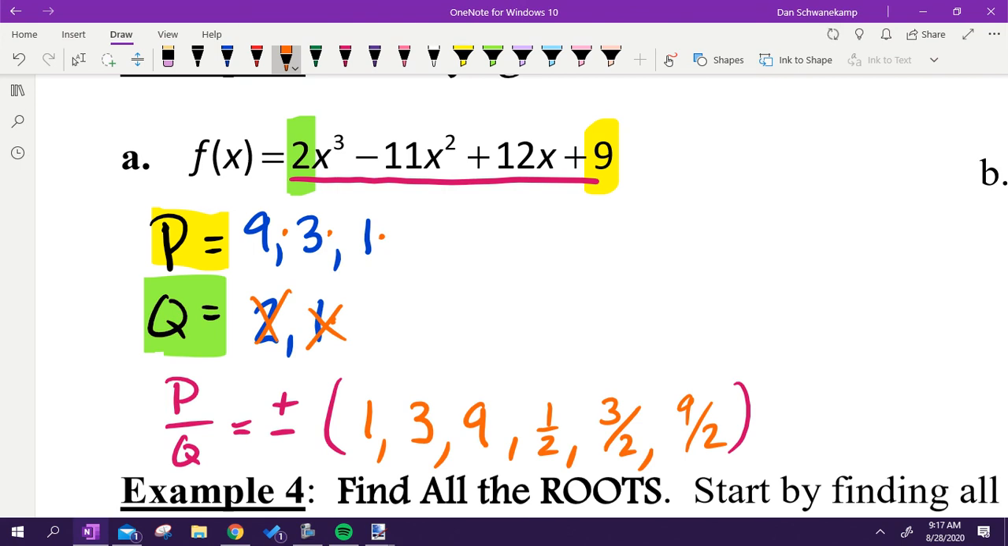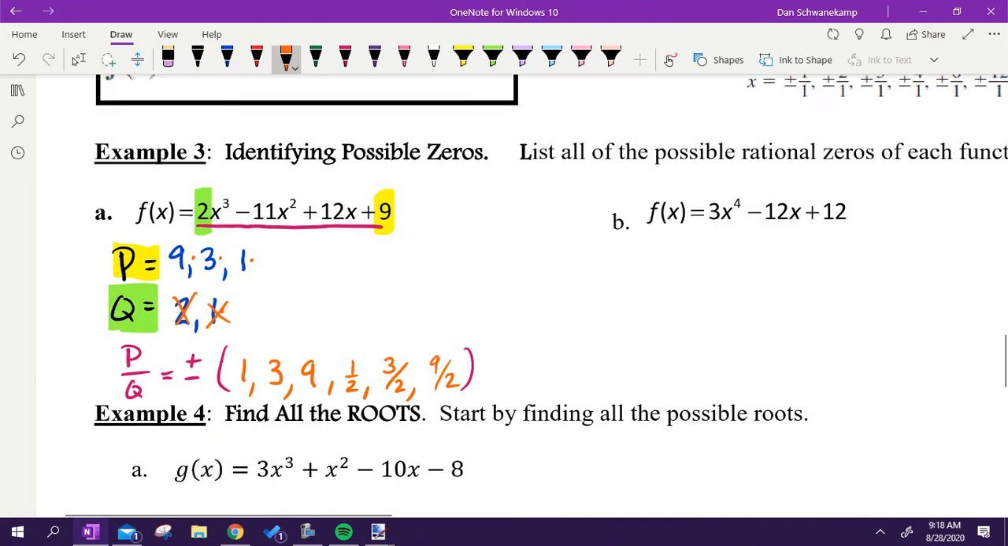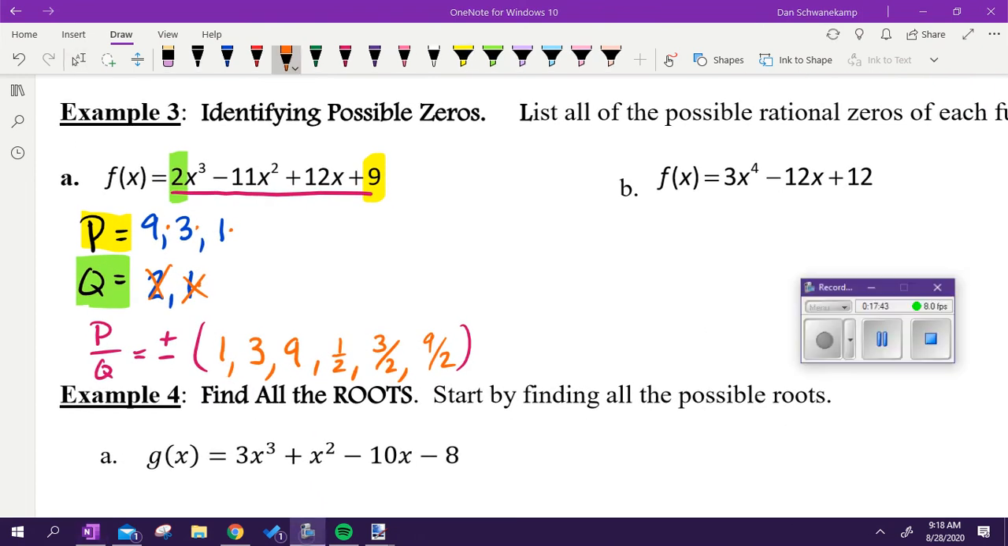Okay, so I'm done. Out of every number in the entire world, every rational zero that could work, my list of rational zeros is now right there. It's either 1, 3, 9, 1 half, 3 halves, 9 halves, plus or minus. It's 12 numbers, but that's a whole lot less than every number in the entire world. Questions there? Try it on B. Go.